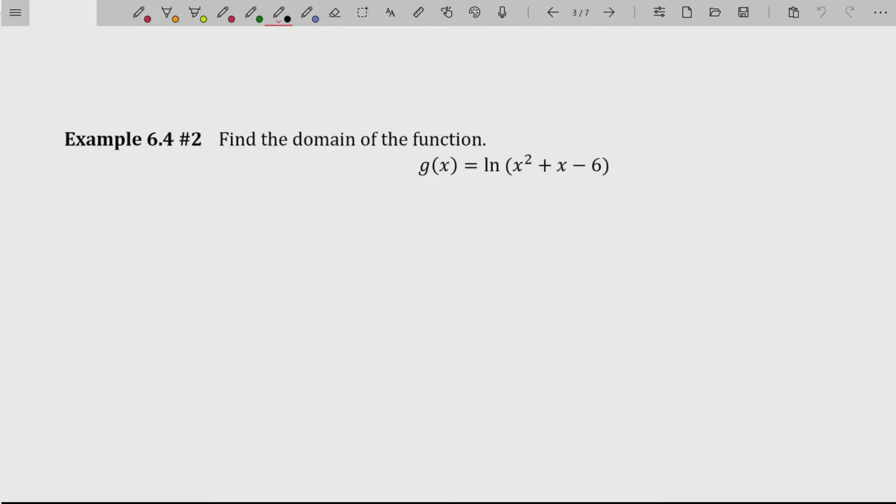Now this one is much more traditional. We have g of x is equal to the natural log of x squared plus x minus 6, and we're asked to find the domain of that function. Again, I'll highlight the argument. This argument right here has to be positive. So we require x squared plus x minus 6 to be strictly greater than 0.